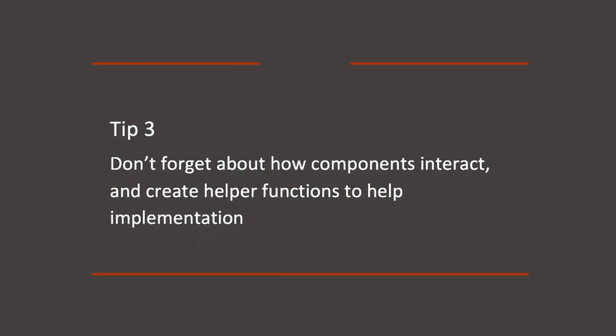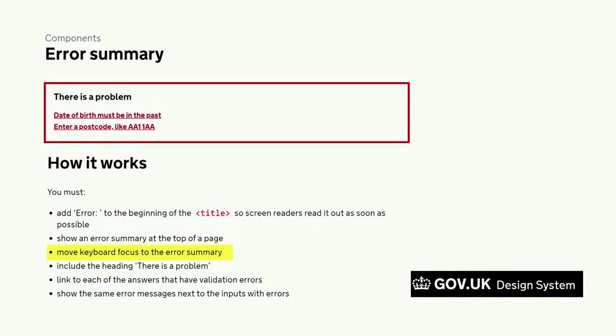Tip 3, don't forget about how components interact. Create helper functions to help that implementation. My example is from the gov.uk design system. Gov.uk has decided for error patterns to have an error summary at the top of your form as well as inline errors. And in the how it works, there's a little line that says move keyboard focus to the error summary. It's very, very common for me to see a lack of focus management in error messages, in design systems or otherwise. So for me, this is a really important part of it.